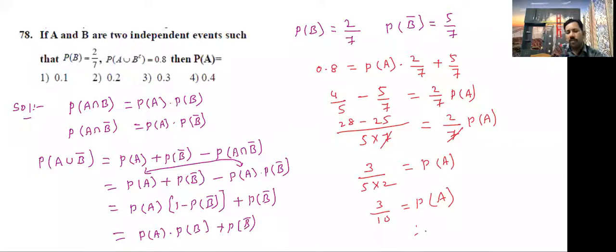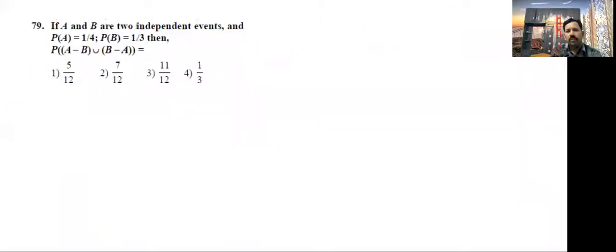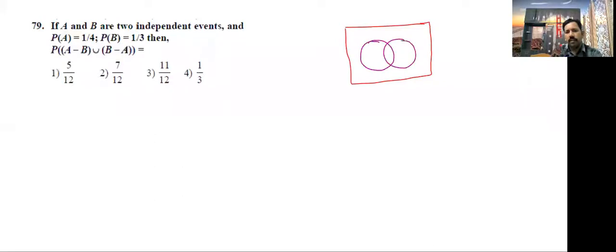Finally, what is the P of A value? 3 by 10 means 0.3. By observing the options, then calculate. Third option correct. Students, all of you understood now? Observe. First here, draw the Venn diagram. So this is one event. This is another event. This is A, this is B.